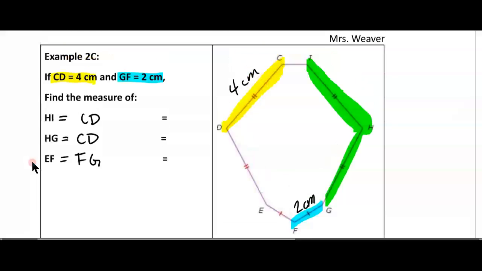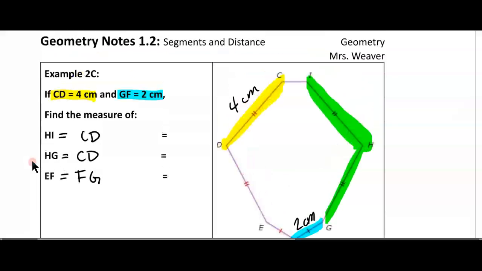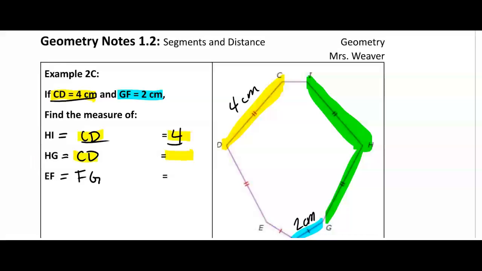Okay. So the measures of these segments are going to be equal, the same measure. So if HI is congruent to CD, then HI has a measure of 4 centimeters because that was CD's measure. Same thing for HG, which is also congruent to CD. EF was congruent to FG, or GF, which is 2 centimeters. Make sure we have our units and that we've answered all parts, and we're done.